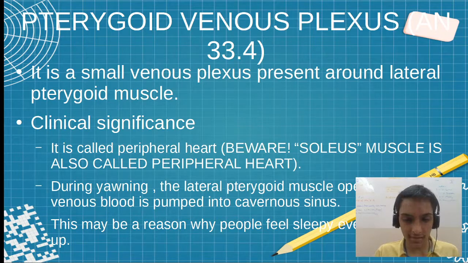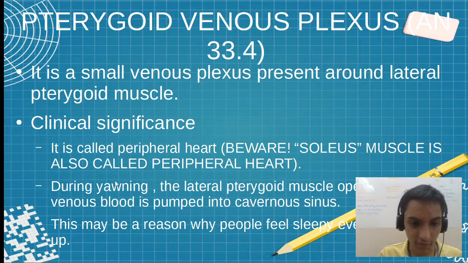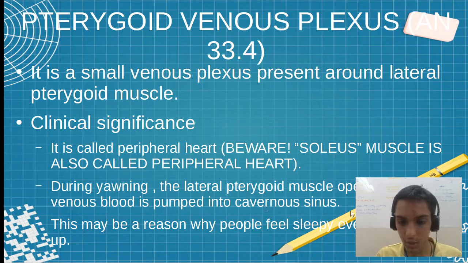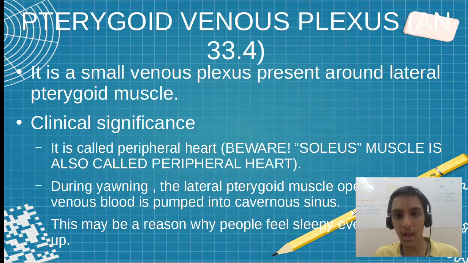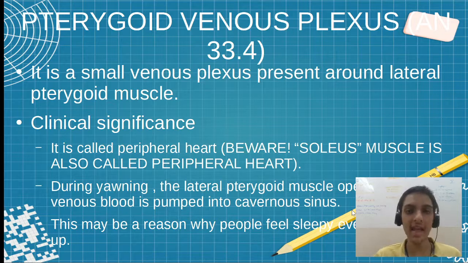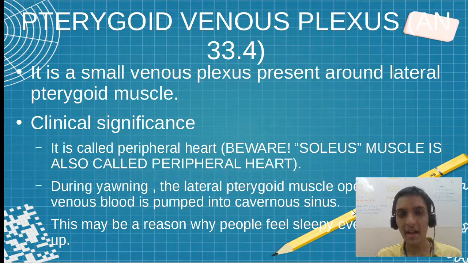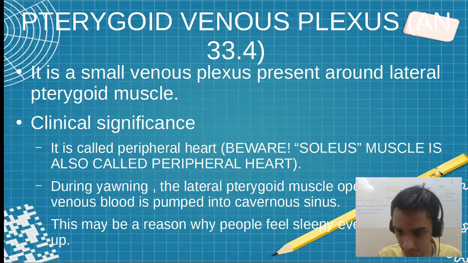During yawning, the lateral pterygoid muscle opens the mouth, as I already told you, and venous blood is pumped into the cavernous sinus. So there is pumping of the venous blood into the cavernous sinus and the maxillary veins. And this might be the reason why people feel sleepy when they wake up from the bed in the morning.